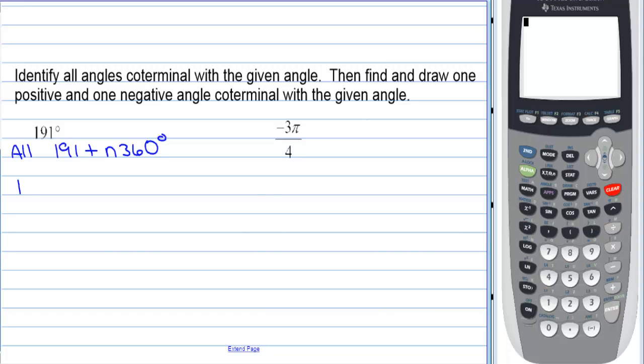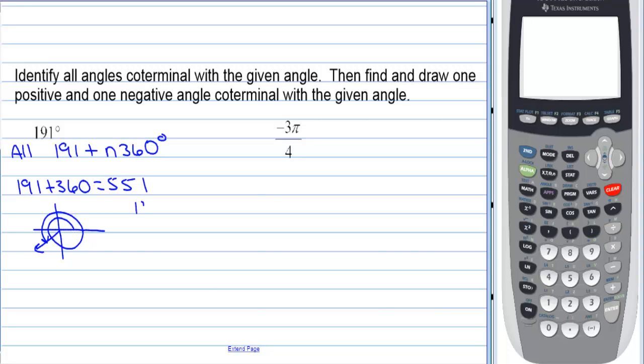Then how about one positive? We have 191 plus 360, which is 551. And then we're supposed to draw that. So here's 191 right here. It's 11 degrees past 180. So now what we've represented is we're just going all the way around one more time. So that should be 551.